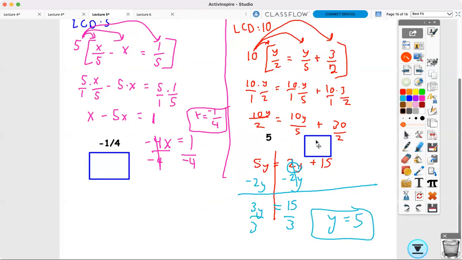Do y'all see the benefits of using the LCD to cancel out the fractions? Is it a process? Is it tedious? Yes. But is it helpful? Yes.